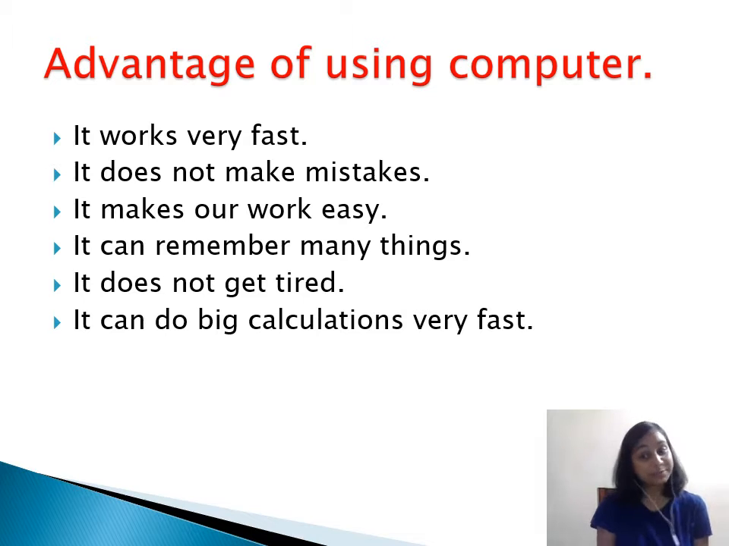Advantage of using computer. A computer works very fast than we humans. It can do big calculations in a very short period of time. It does not make mistakes. It makes our work easy. It can also remember many things because computer has a very large memory. We human beings can forget things, but computer has a big storage unit and it can remember many things. It does not get tired and it can do big calculations very fast.